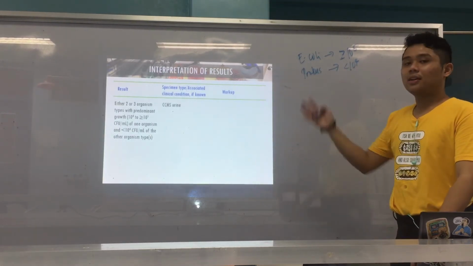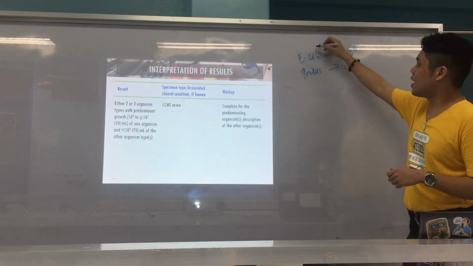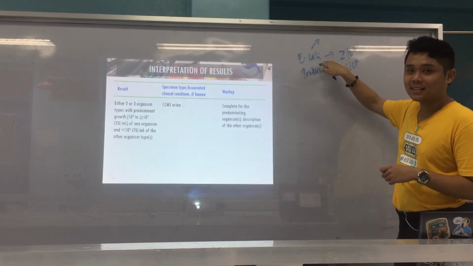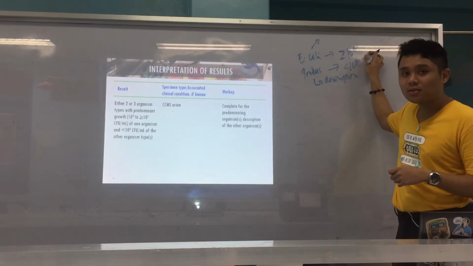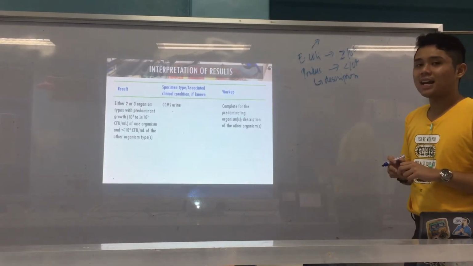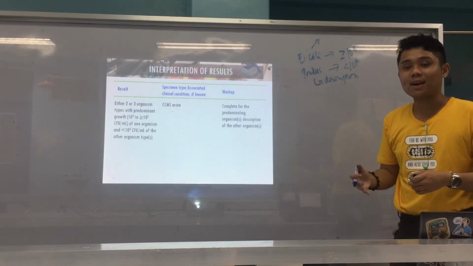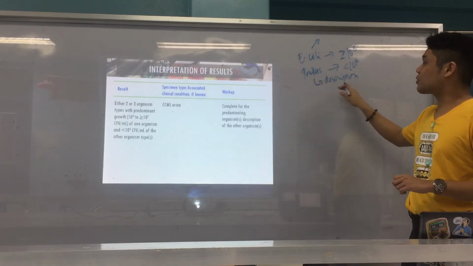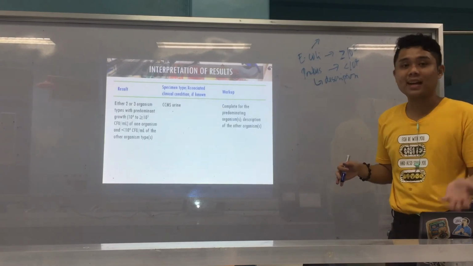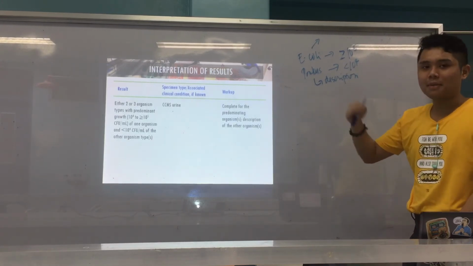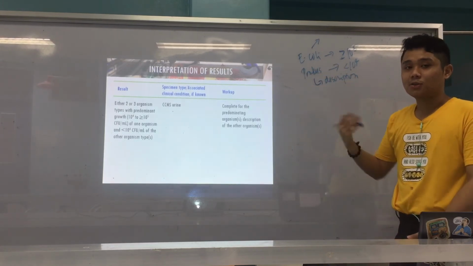For example, it came from clean catch midstream. What we do is a complete workup on the predominating one, and for the other, just a description. So whichever has the higher count, the higher CFU per ml, is the one you work up, because it is considered the predominating organism. The rest is just description, so you don't perform biochem or AST on it. You perform biochem and AST only on the predominating one, which in this example is E. coli.